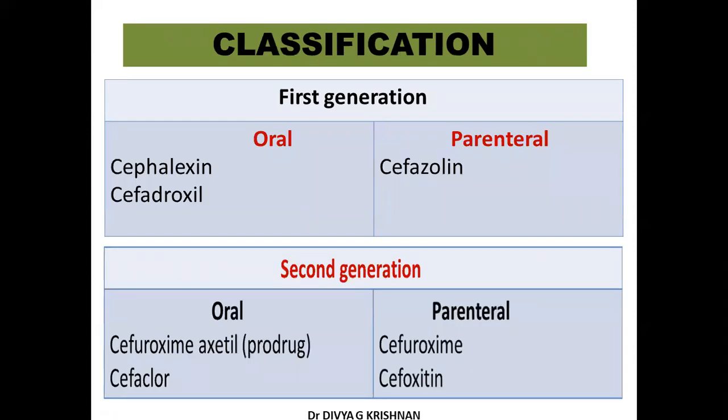Now we see the classification. This is very important. You have to learn this by heart. First generation cephalosporins include oral drugs like cephalexin and cefadroxil, and a parenteral one like cefazolin. Second generation includes oral drugs like cefuroxime axetil, which is a prodrug, and cefaclor. The parenteral ones include cefuroxime and cefoxitin.